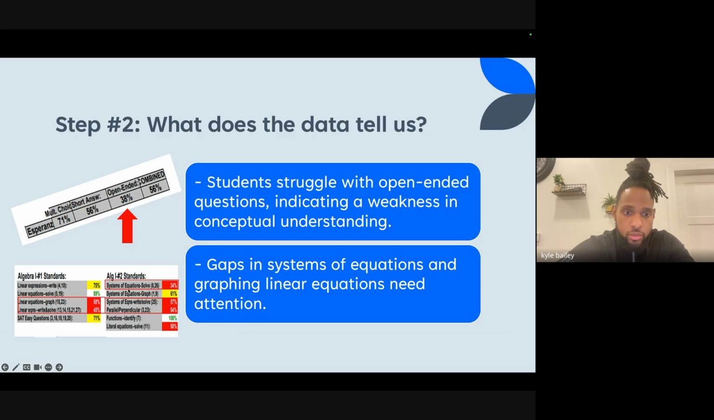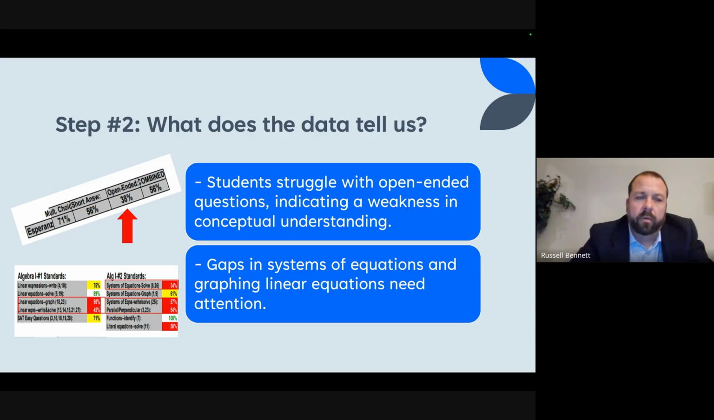Then we move on to systems of equations. Systems of equations we write and solve in parallel perpendicular. 34%, 57%, and 54%. So there are obviously big gaps in those systems of equations and linear equations, and those obviously need attention.